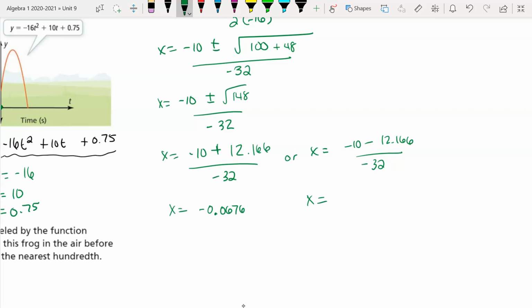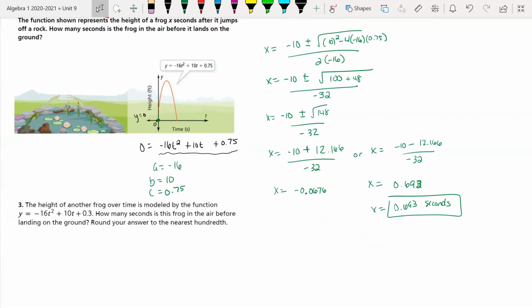So I'm going to say negative 10 minus 12.166 divided by negative 32. I get 0.692 and change, so if you round, it's going to take 0.693 seconds for the frog to hit the ground. That's how long he was in the air.